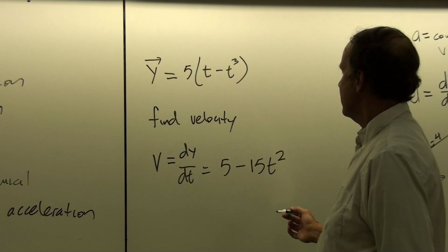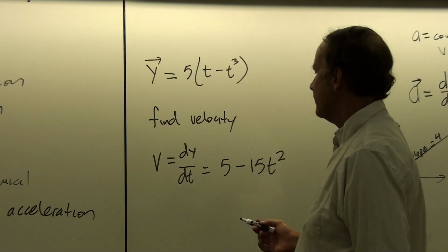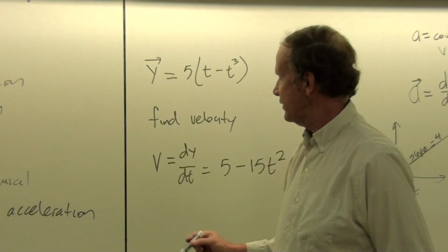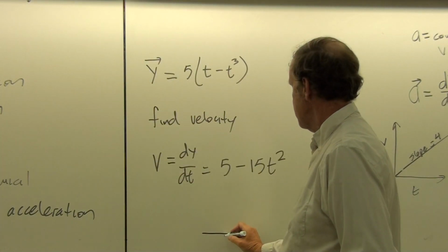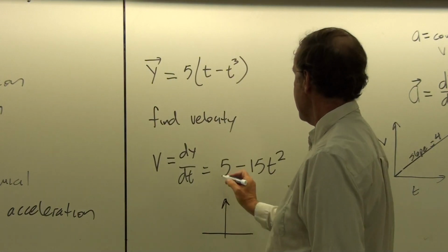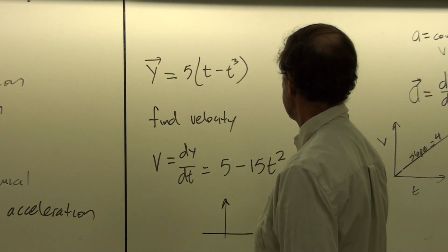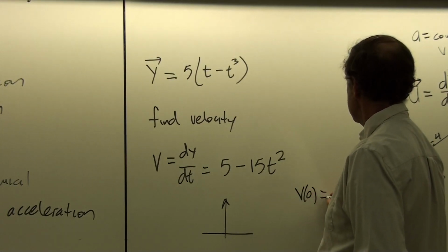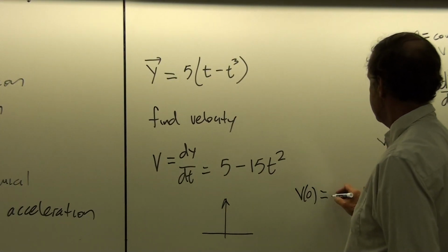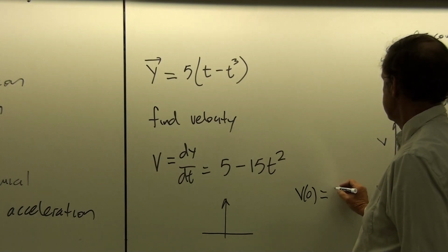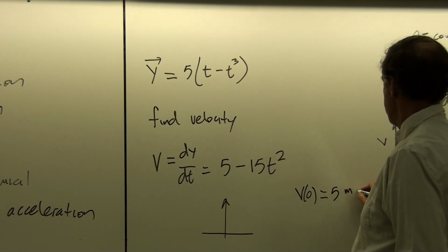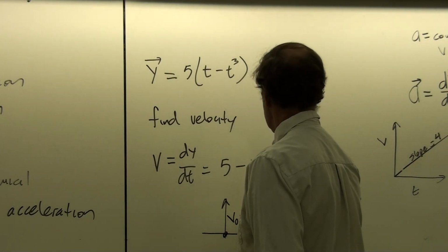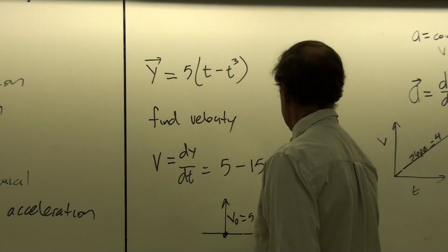Okay, and so can you see then that this object will initially tend to want to move in the positive direction? So if I start out here at time equals 0, it'll have an initial velocity. Because at time equals 0, v of 0, which is the initial velocity of the object, is going to be 5 meters per second. So we could call this v naught equals 5 meters per second.